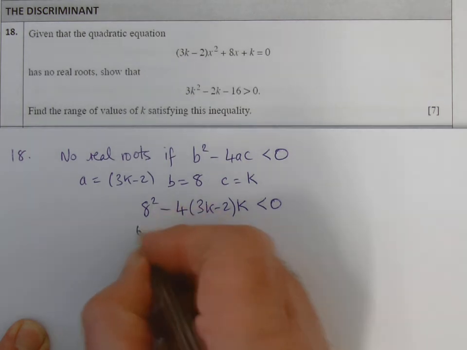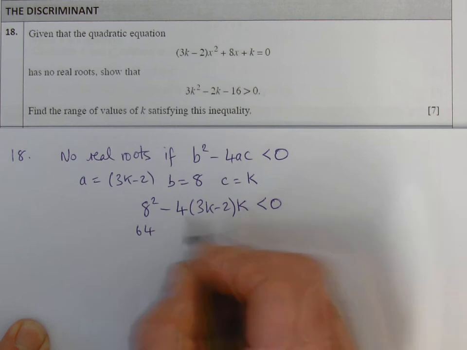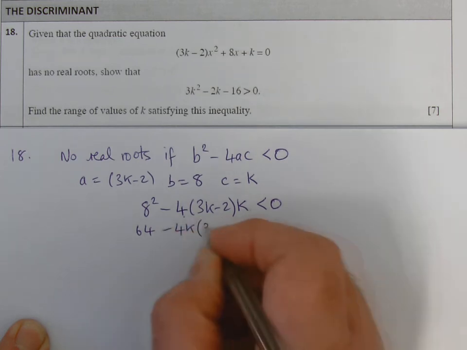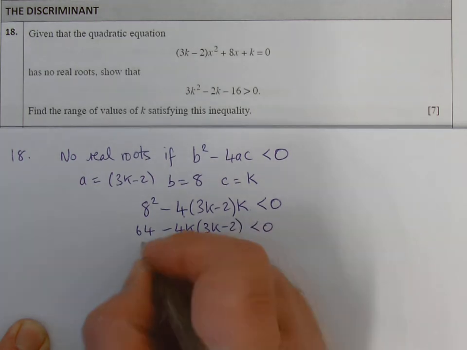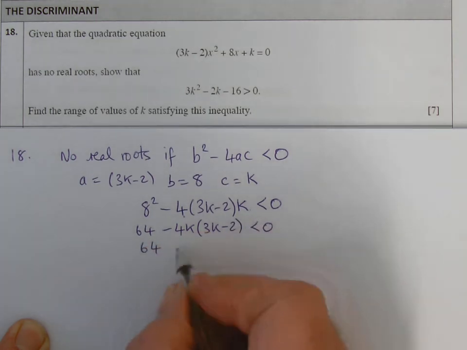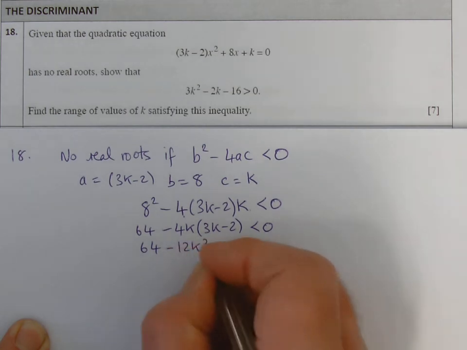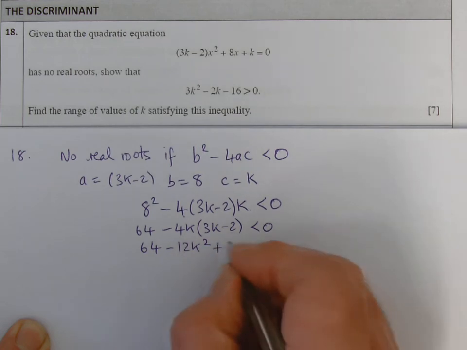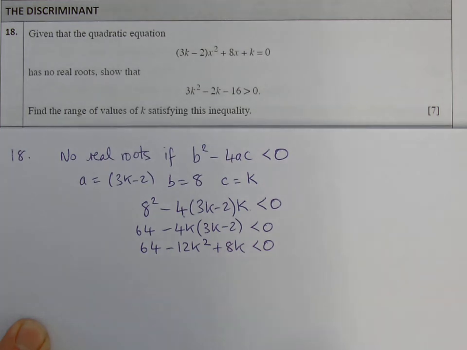So 8 squared is 64. Expand this bracket, do the 4 times k first of all, so that's minus 4k bracket 3k minus 2 less than naught. 64, and expand the bracket: minus 4k times 3k is minus 12k squared, and minus 4k times minus 2 is plus 8k. I want that to be less than naught.